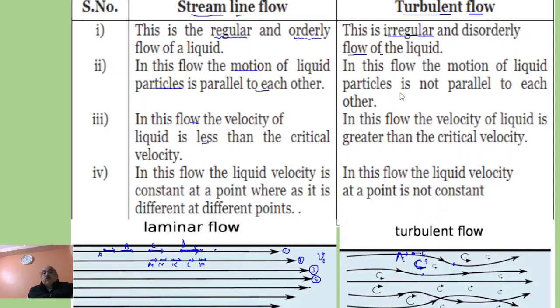In this flow, the motion of liquid particles is not parallel. The lines followed by the particles are not parallel to each other. And in turbulent flow, the velocity of the flowing particles is more than the critical velocity of a particular liquid. And the velocity at different points is different, so it is not constant. So these two types of flow of liquid, streamline flow and turbulent flow, we have discussed.